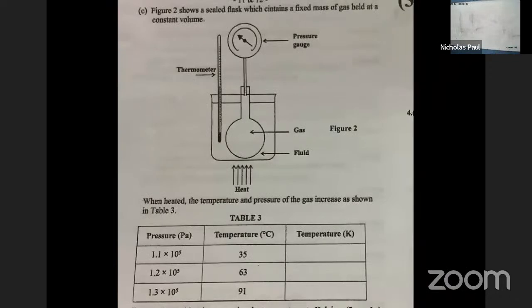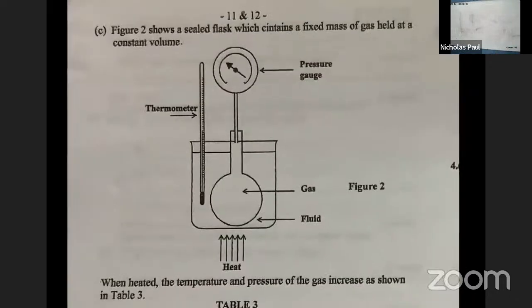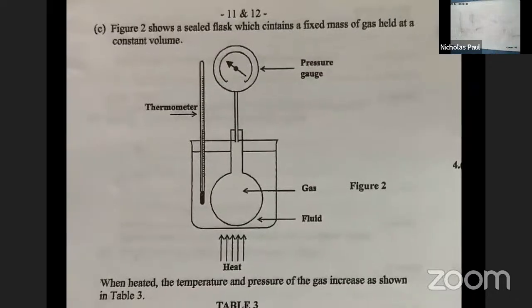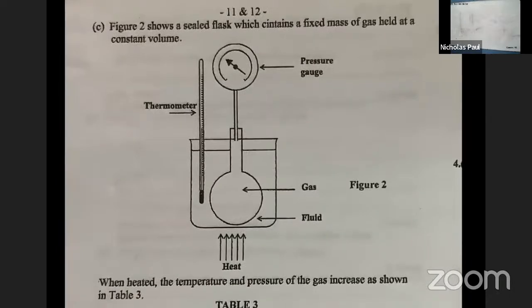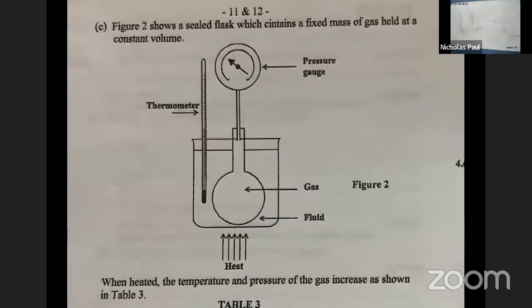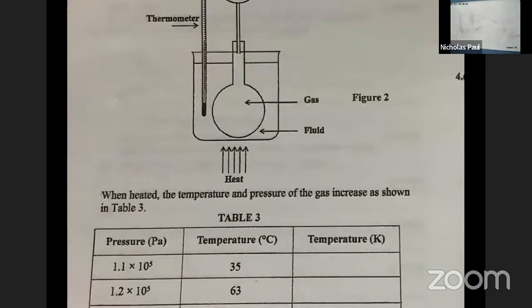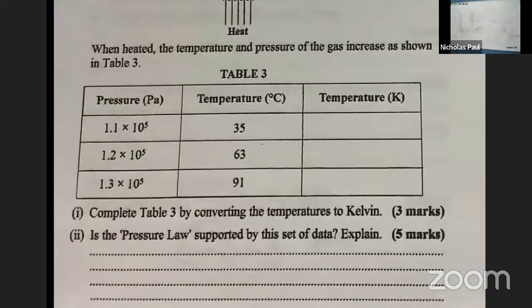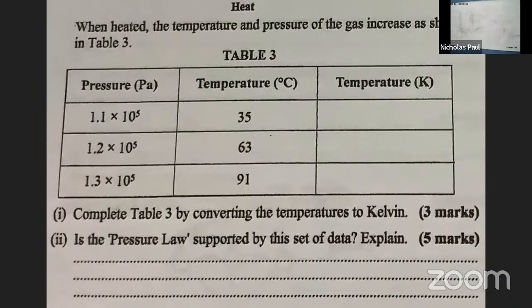So if you watch here, right? If you watch here is volume, right, they give you the apparatus here for checking pressure law, right? And they ask you some small questions here. Try that fast. Part 1 is to complete the Kelvin, and then is pressure law supported.